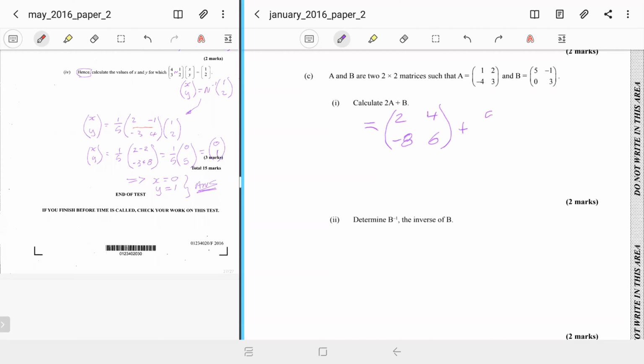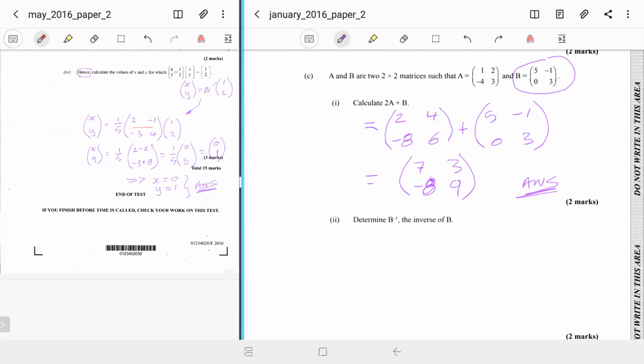And B becomes 5, minus 1, 0, 3. And we just add the corresponding values now. So 2 and 5 is 7. 4 minus 1 is 3. Minus 8 and 0 is still minus 8. 6 and 3 is 9. So the answer is 7, 3, minus 8, 9. That is the answer right there. Easy. Good?